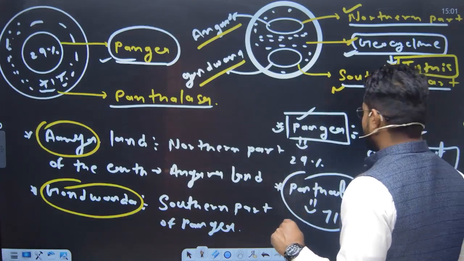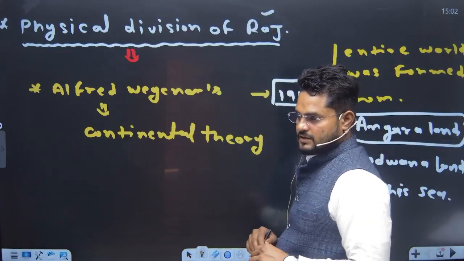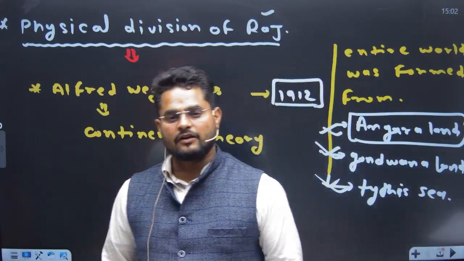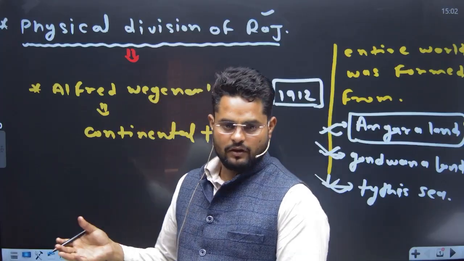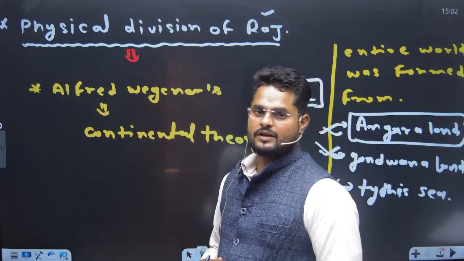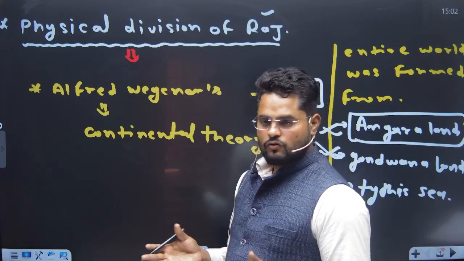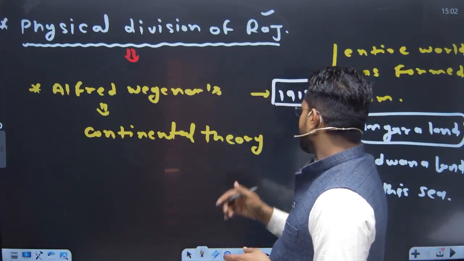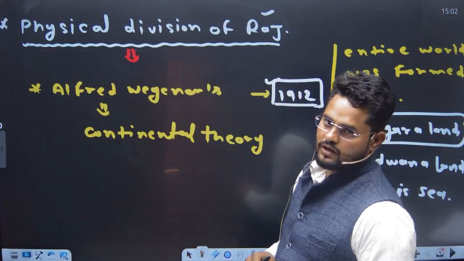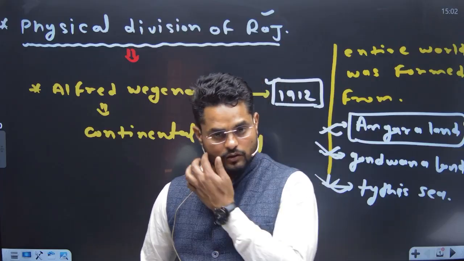Dear student, firstly we discuss our point, the physical division of Rajasthan. It is necessary to read Alfred Wegener's continental theory before reading the physical division of Rajasthan, because Alfred Wegener's continental theory is directly related to the physical division of Rajasthan. So what is Alfred Wegener's continental theory? Dear student, Alfred Wegener gave his continental theory in 1912. And what is it?